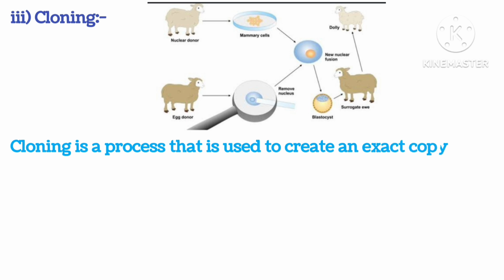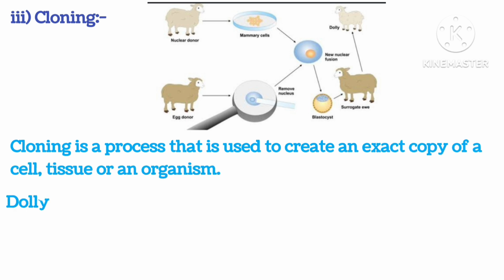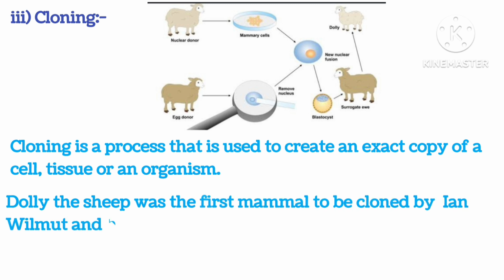Cloning. Cloning is the process that is used to create an exact copy of a cell, tissue, or an organism. Dolly the sheep was the first mammal to be cloned by Ian Wilmut and his colleagues in 1996.